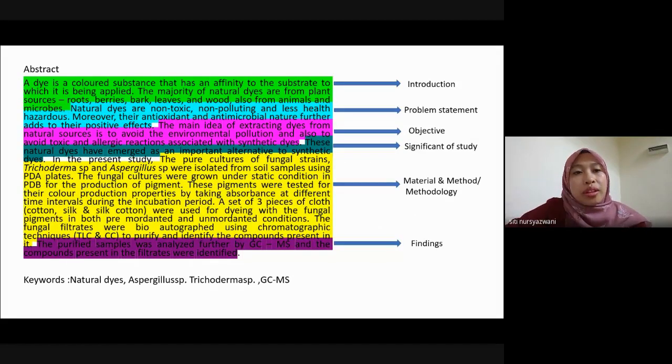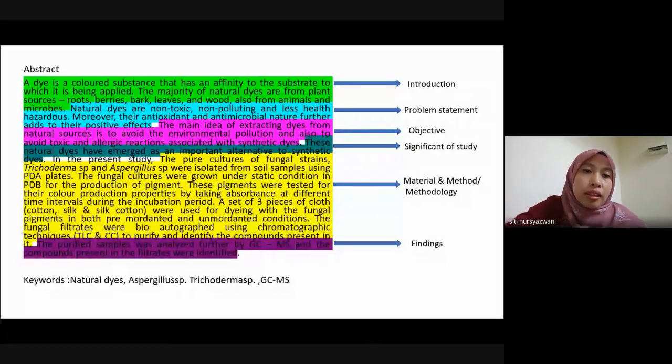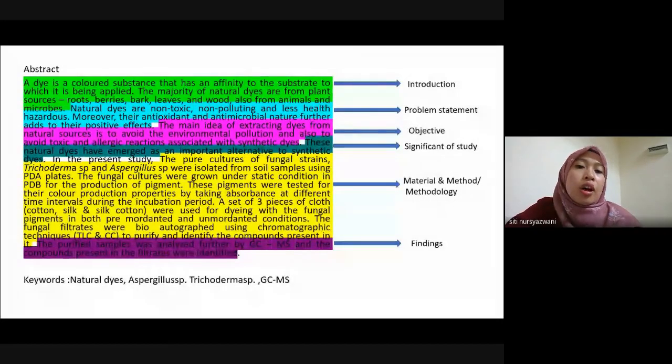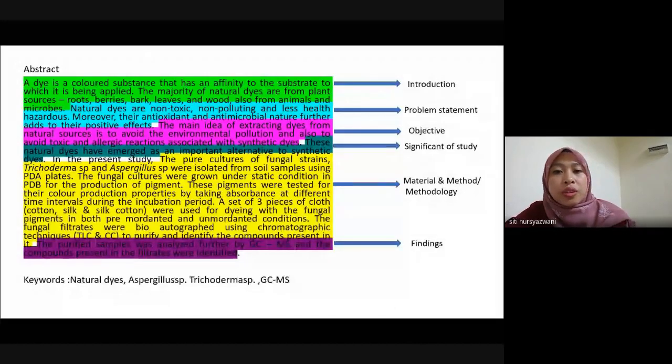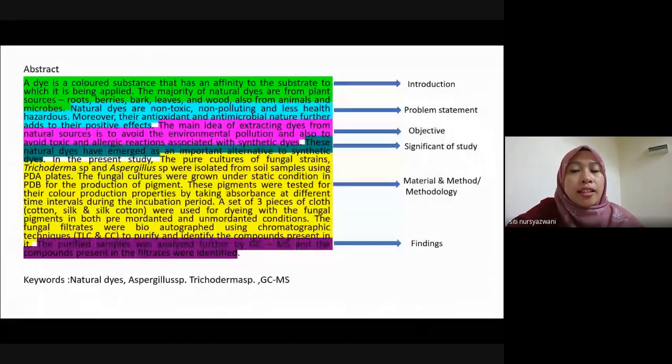Okay, contoh. So yang the coloured green one tu adalah dia explain about the introduction. Okay, so the problem statement yang the blue one. Okay, the objective, kalau macam you tengok kat situ, the main idea. So dia cakap the main idea, so itu adalah dia punya objective. Extracting dyes from natural sources is to avoid the environmental pollution and also avoid toxic allergic reaction associated with the synthetic dyes. And then the green one is actually the significance of study.